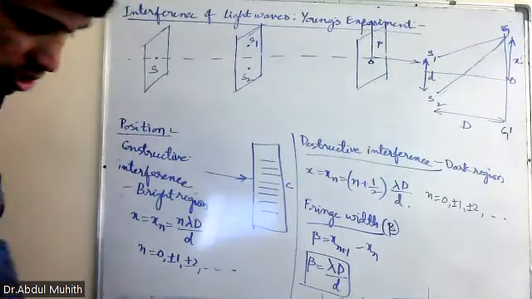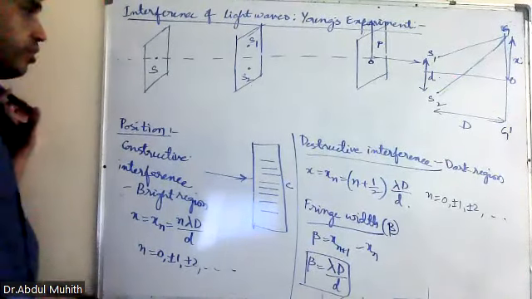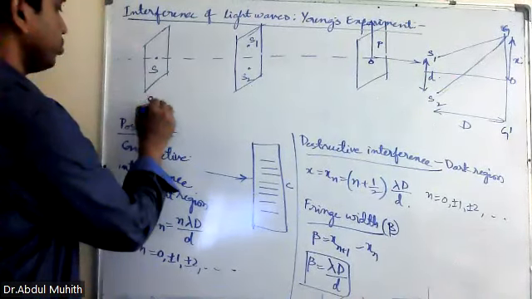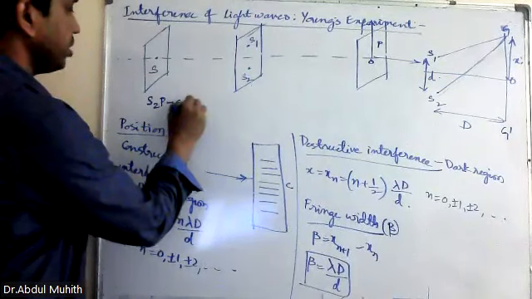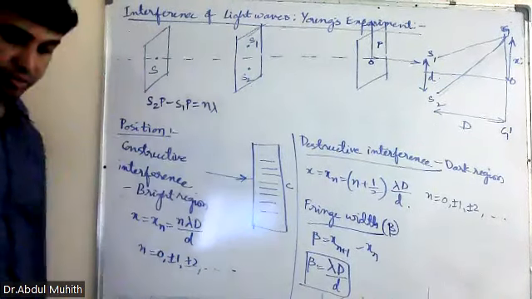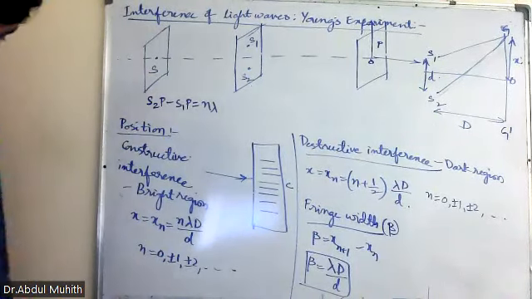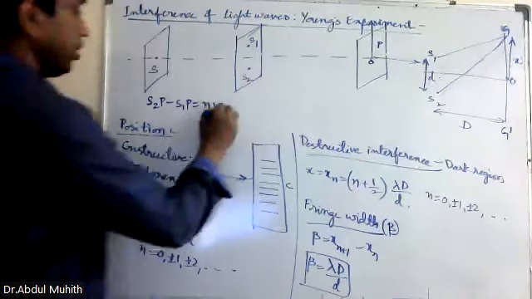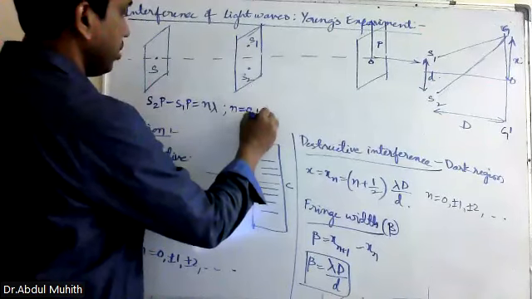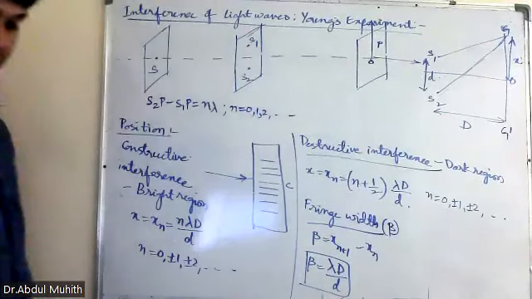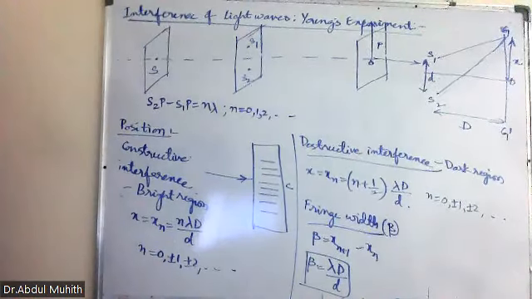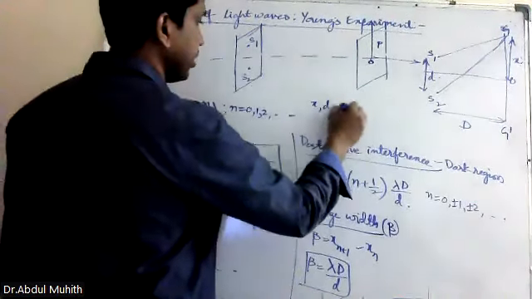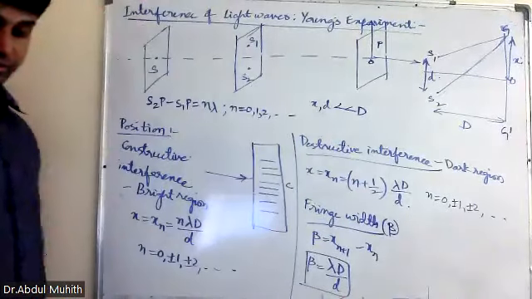Okay. Now here, I'm just writing S2P minus S1P. S2P minus S1P is equal to what? n lambda. S2P minus S1P is equal to n lambda. And n is equal to what? n starts from 0. n is equal to 0, 1, 2, and it keeps on going. Now x and small d are much less than capital D. That's the value. Clear?